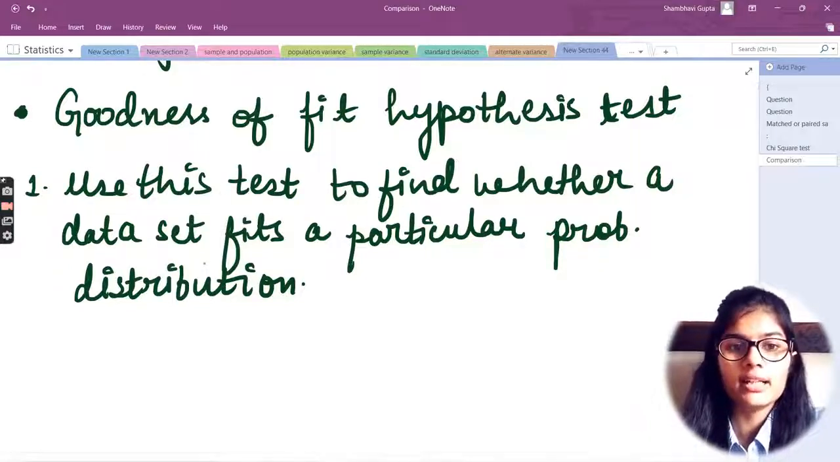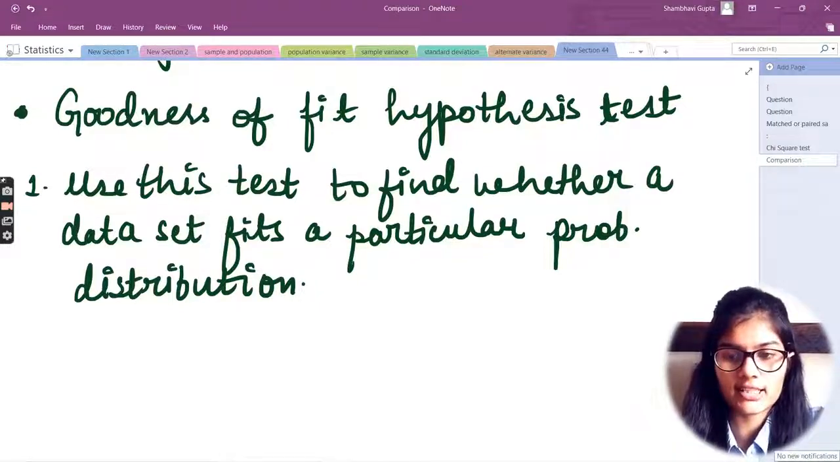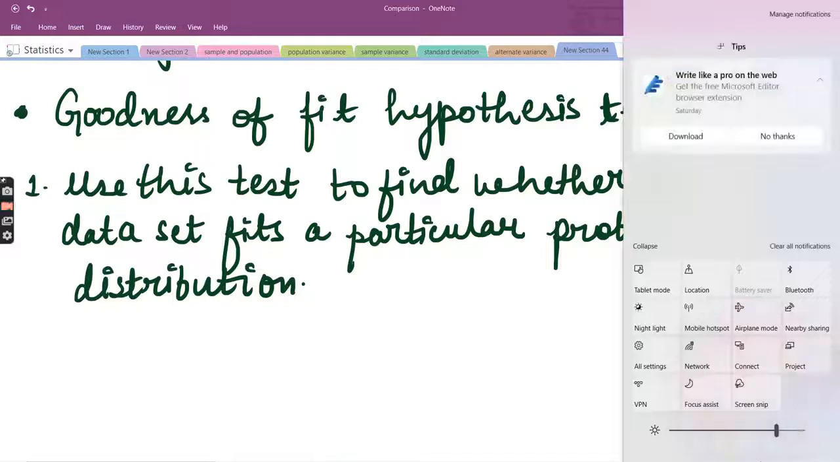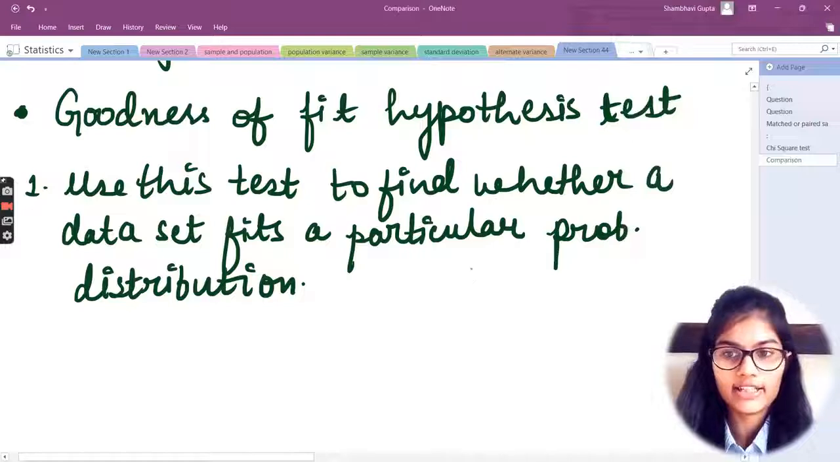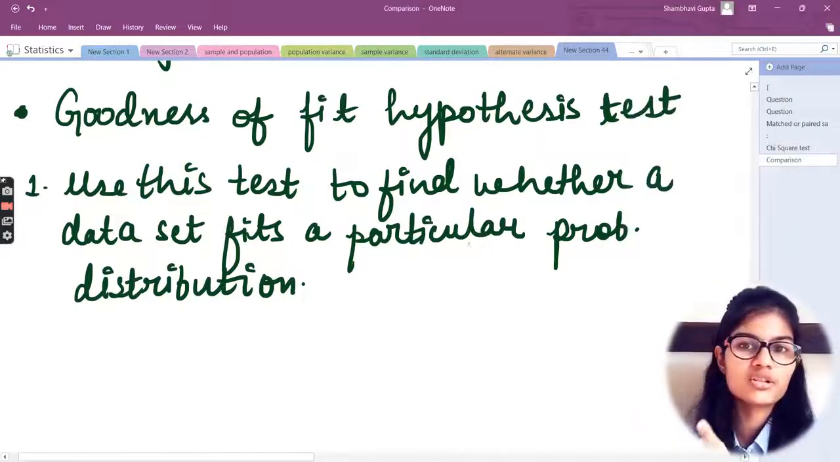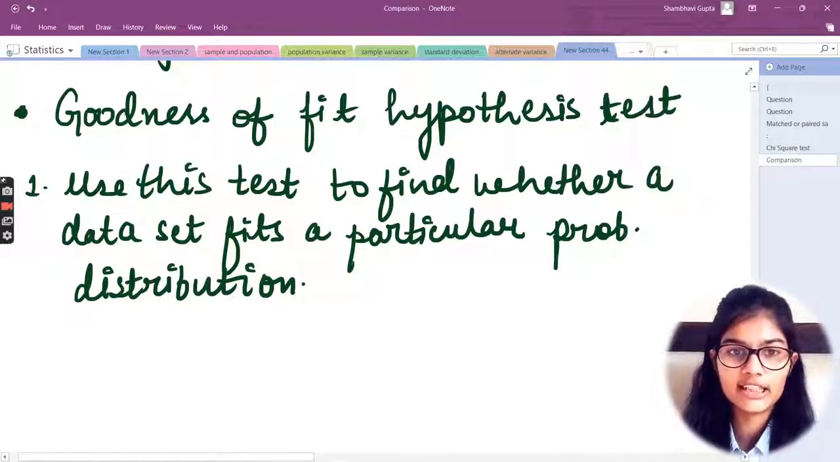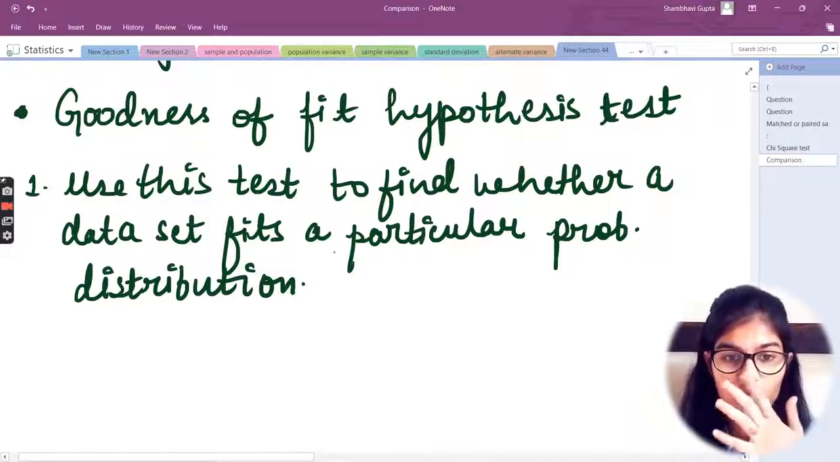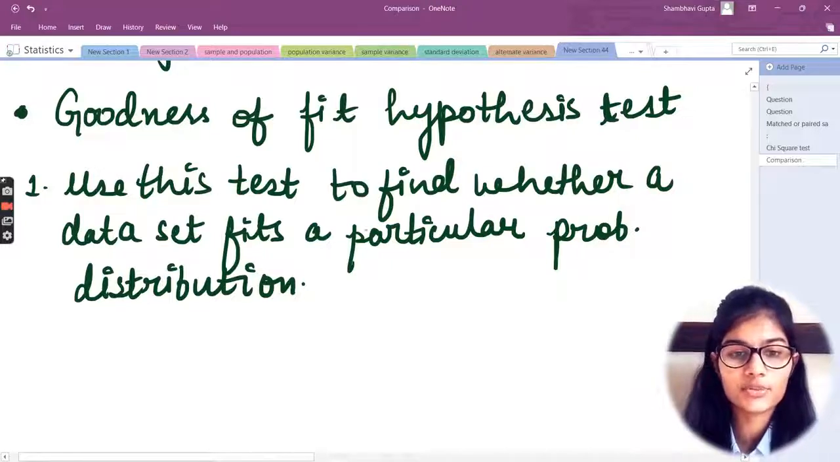It's basically used for finding whether a data set fits a particular probability distribution or not. This is what it is used for, right? Let me just remove this notification. Okay, so the goodness of fit hypothesis test: in this test, we use the test to find whether a data set fits a particular probability distribution or not.